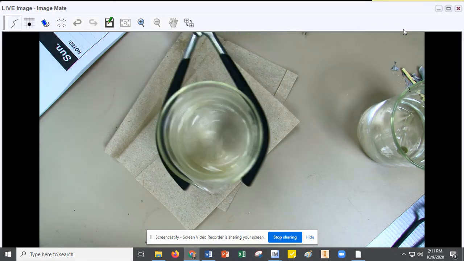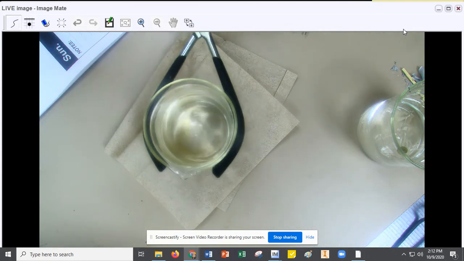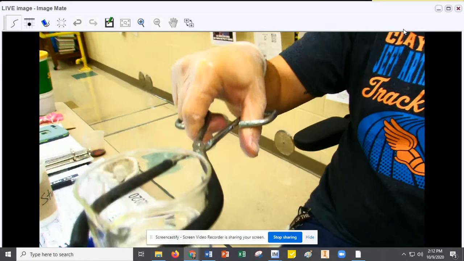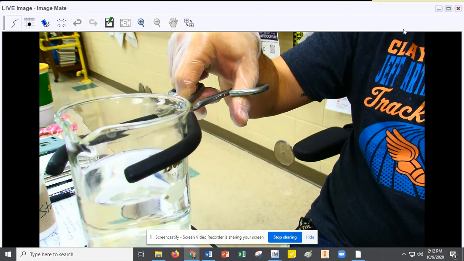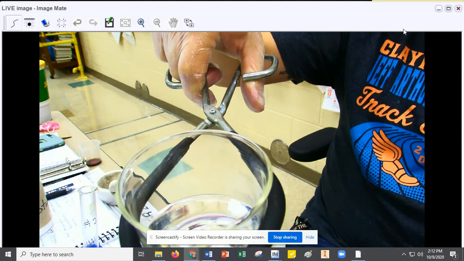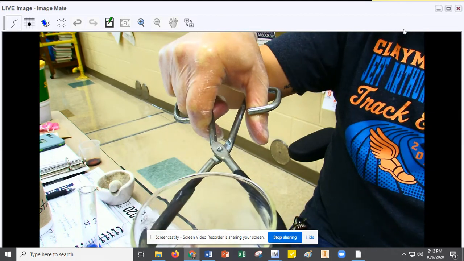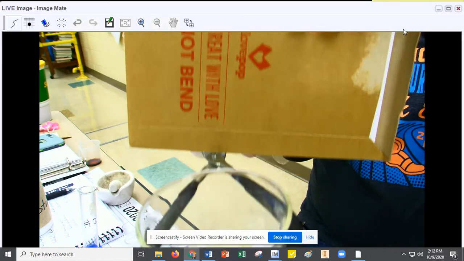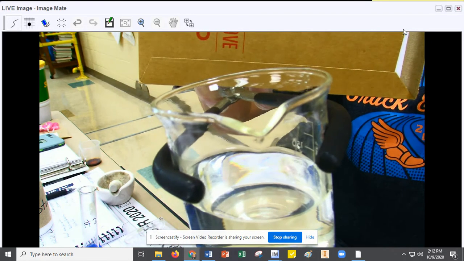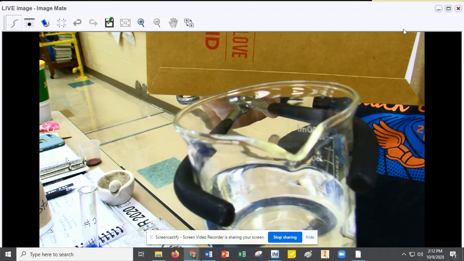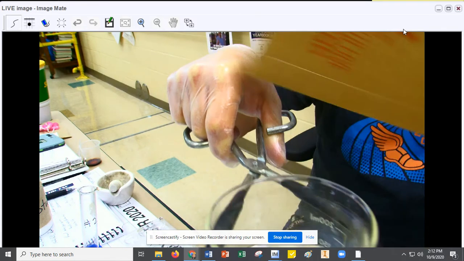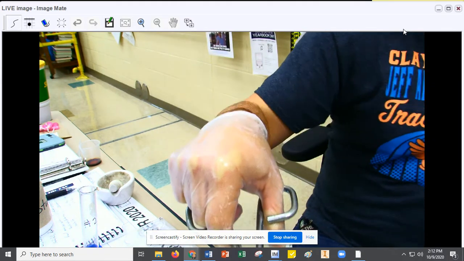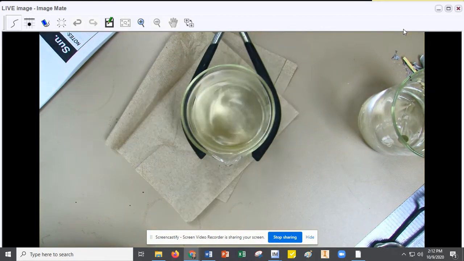So instead, here is a boiling beaker of water that I have carried over, and you may or may not be able to see steam rising from the beaker. See if I have anything with a dark background. I don't think it's showing up very well on the camera. But there is indeed steam rising from this beaker.